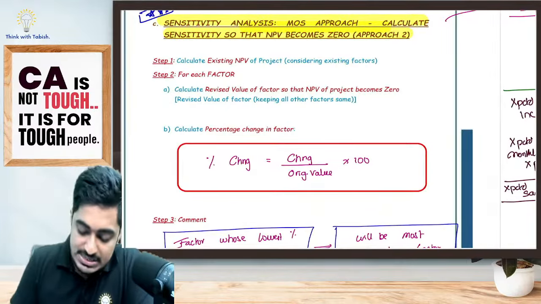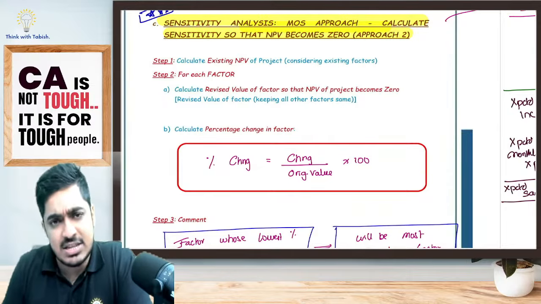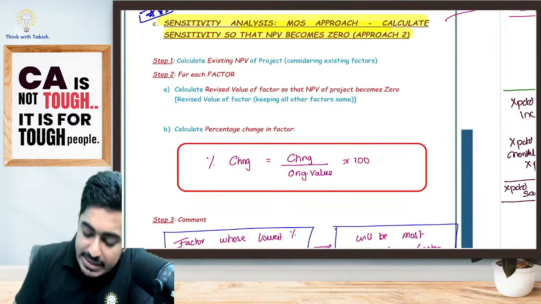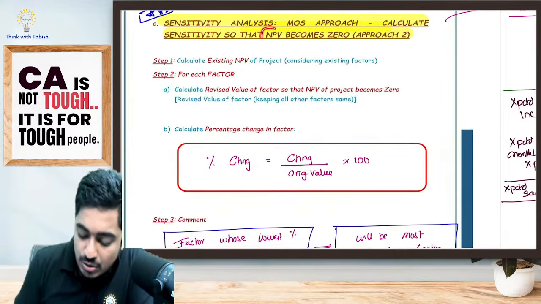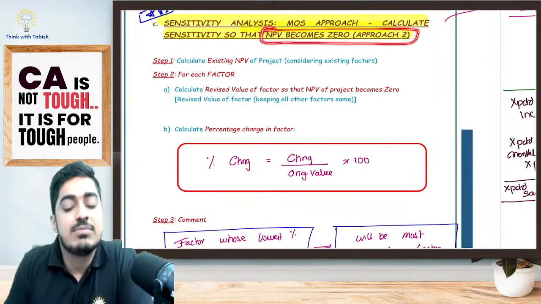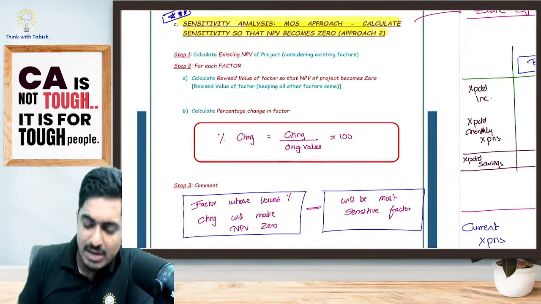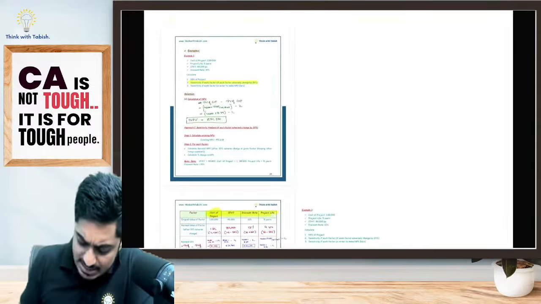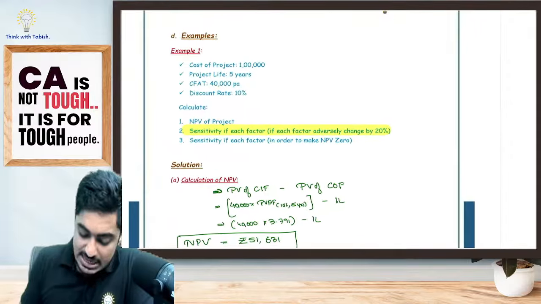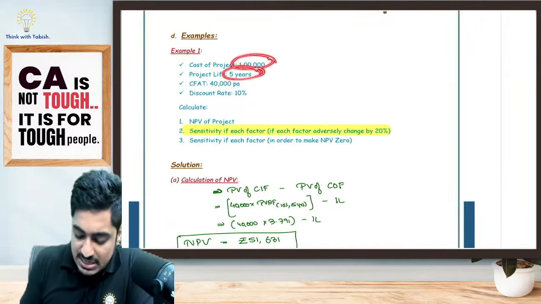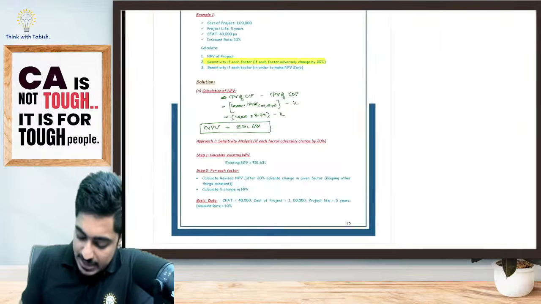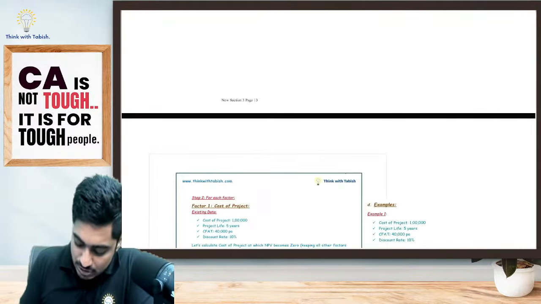Here what we are doing is, I am telling, okay boss, there is risk in the factor, so how much value the factor can go so that NPV will become zero. With the help of an example, we will see one by one. Same example I will use. Look at this. The same 1 lakh project, 5 years life, 40,000 cash flow I am getting, 10% is the discount rate. NPV I calculated, I got some 51,000 rupees NPV.